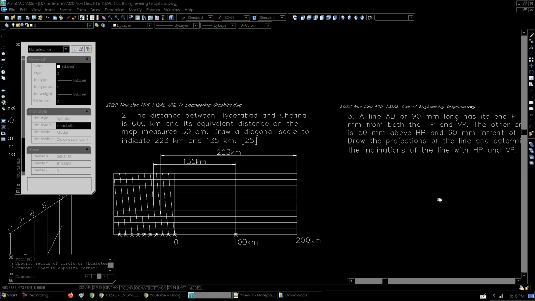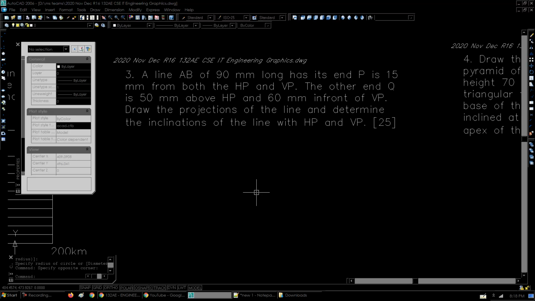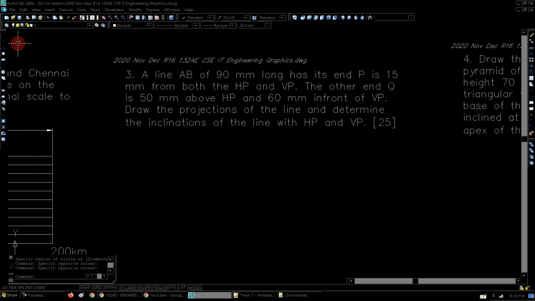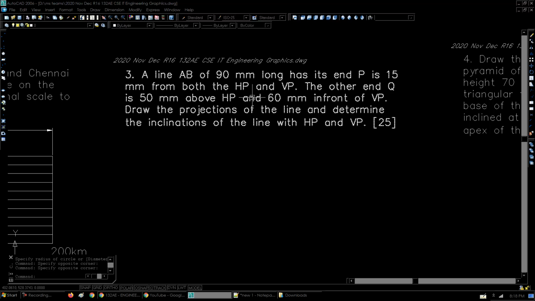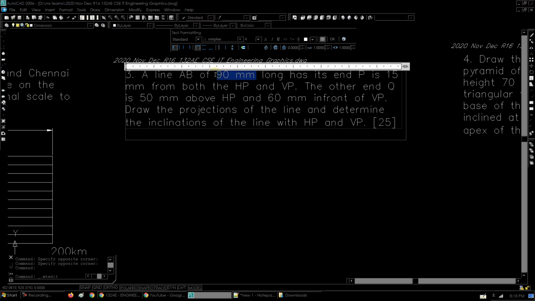Now let's next go for the third question. This is a question on projection of lines. Here, what is given? The given data is a line AB of 90 mm length. That means 90 mm is its true length. Its end P, which is the first.